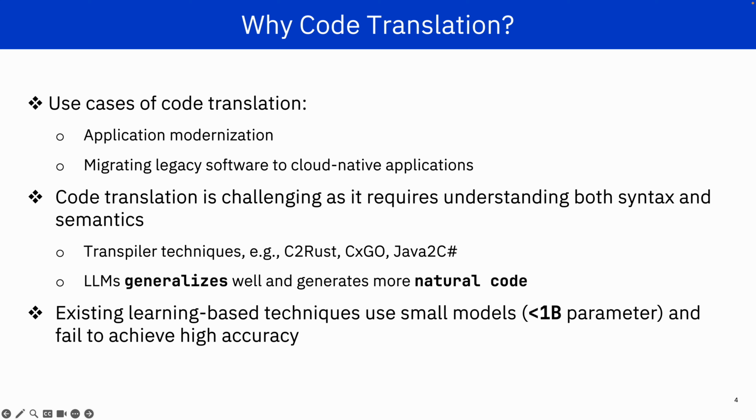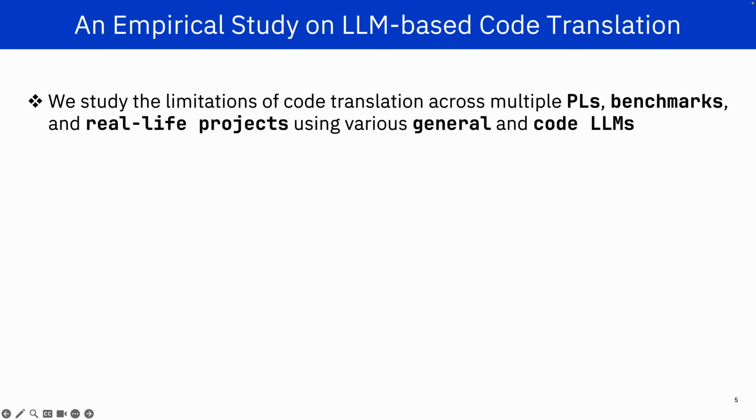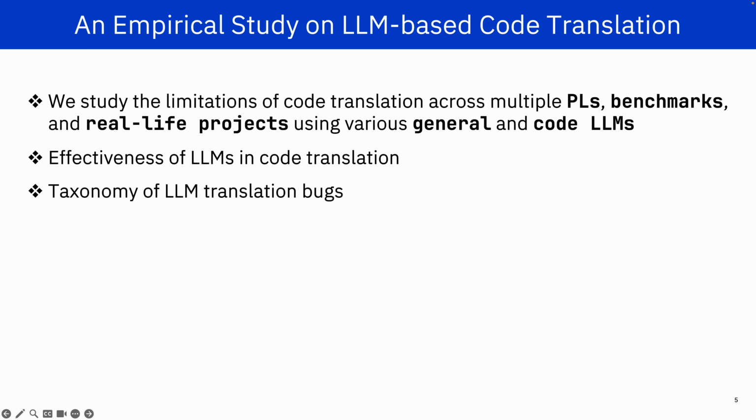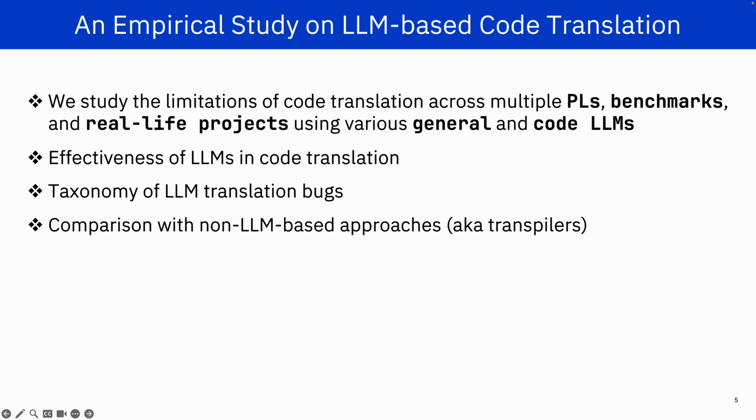However, the problem with existing learning-based techniques is that they use very small models, smaller than 1 billion parameters, and they fail to achieve very high test accuracy. So in this work, we perform an empirical study of large language model-based code translation on multiple programming languages, benchmarks, and also real-life projects. We answer multiple research questions, like the effectiveness of LLMs in code translation. We also create a manual taxonomy of translation bugs introduced by LLMs. We also compare LLM-based techniques with non-LLM-based techniques in code translation, and we propose some techniques for mitigating translation bugs.